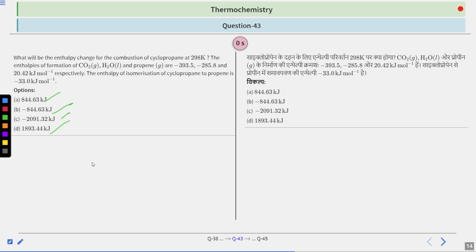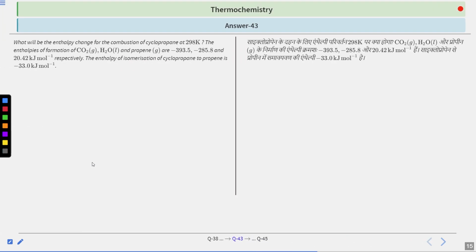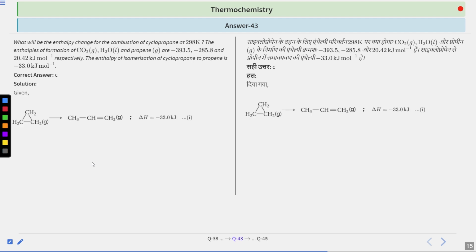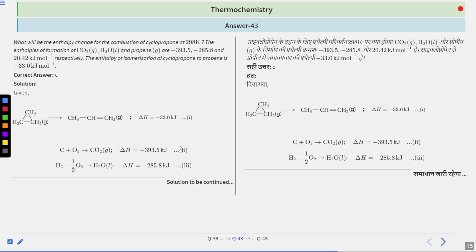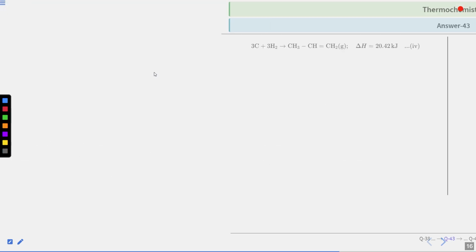So your time is up. Moving on to the solution part. I've already explained the question to you. For those who have solved, the correct answer is C. So this is the isomerization process, and this value is given as minus 33.0 kilojoule. Next is your formation of CO2, which is also given as minus 393.5 kilojoule. And the formation of water is also given, which is minus 285.8 kilojoule. Right, and the propene formation is also given as 20.42 kilojoule, and you have to find the change for combustion of cyclopropane.